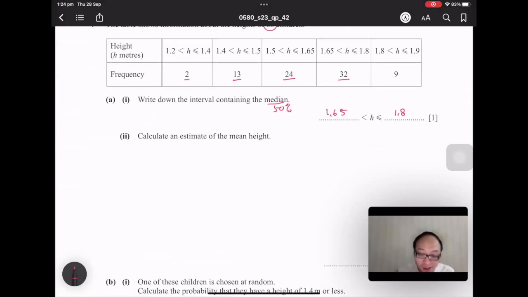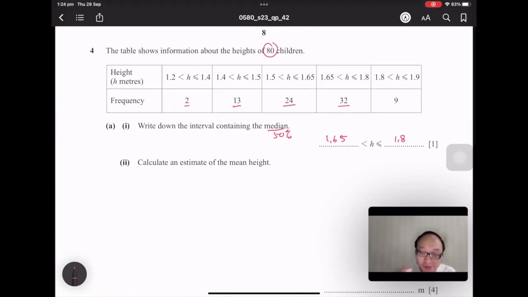Calculate the estimate of the mean, so we can find the midpoint. 1.2 plus 1.4 divided by 2, so it's 1.3. 1.4 plus 1.5 divided by 2, 1.45. 1.5 plus 1.65 divided by 2, 1.575.